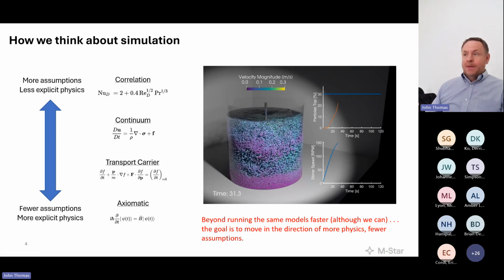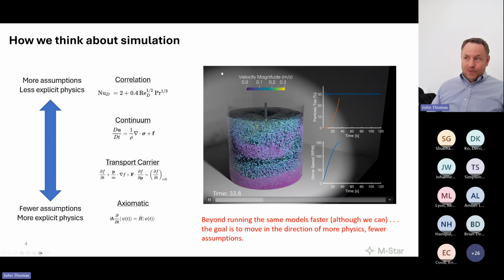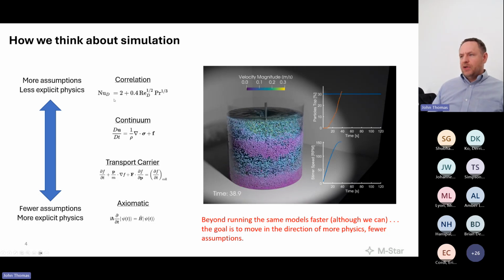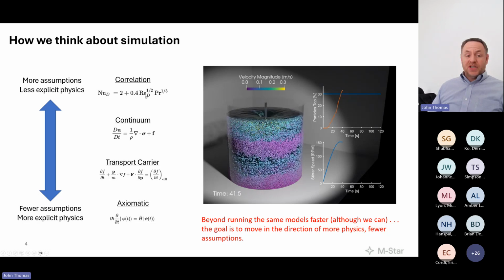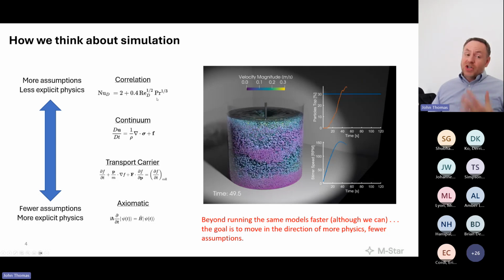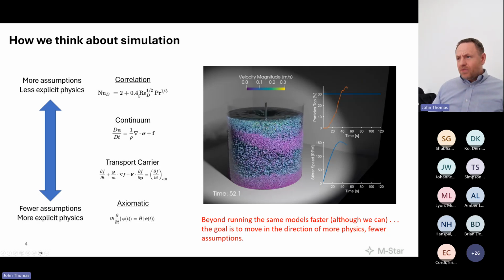Correlations can be very accurate, but correlations tend to be pretty specific, right? Like the Nusselt number of flow over a sphere is related to the Reynolds number and the Prandtl number. If you don't have a sphere, this isn't applicable. If you're not within the regime in which this correlation is parameterized, it's not applicable. So they're very good, but they're very specific, as it were.